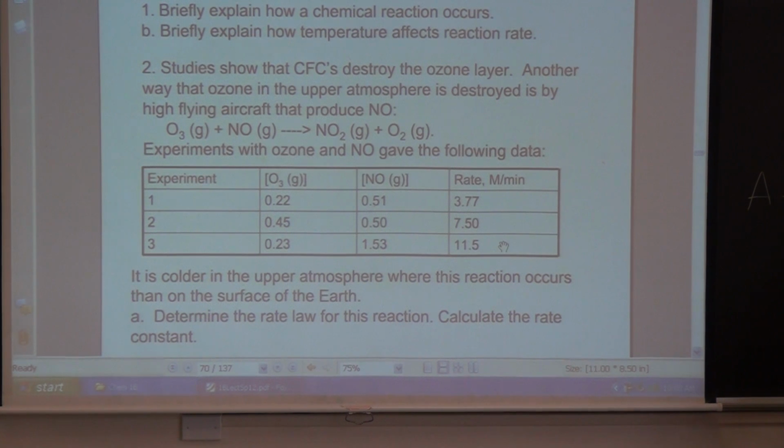For experiment 3, if you did the same calculation for rate constant K, should you get the same number? So does that tell you that the rate constant K is changing with time? No. So the rate constant does not change with time. Now, note that what we've done here is you've changed the concentration for these 3 experiments. Is the rate constant K changing as you change the concentration?